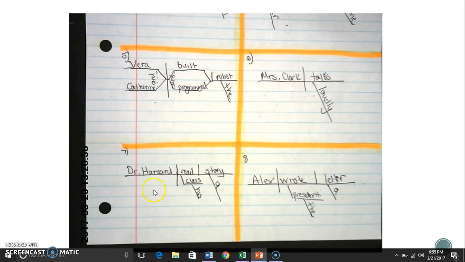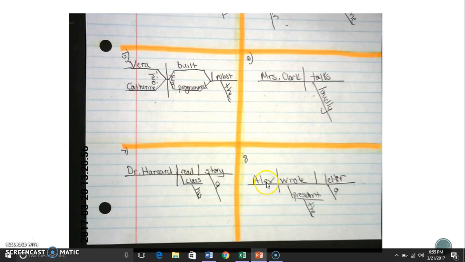Number 7, Dr. Hansard read his class a story. So on our baseline, we have Dr. Hansard, who is the subject, read, who is the action verb. So what did he read? He read a story, which makes a story your direct object, being the modifier. His class is who he read it to. It's the indirect object, so if you look, you show it's an indirect object by that. And there you've got class, and then his modifies class, so you have it under there.